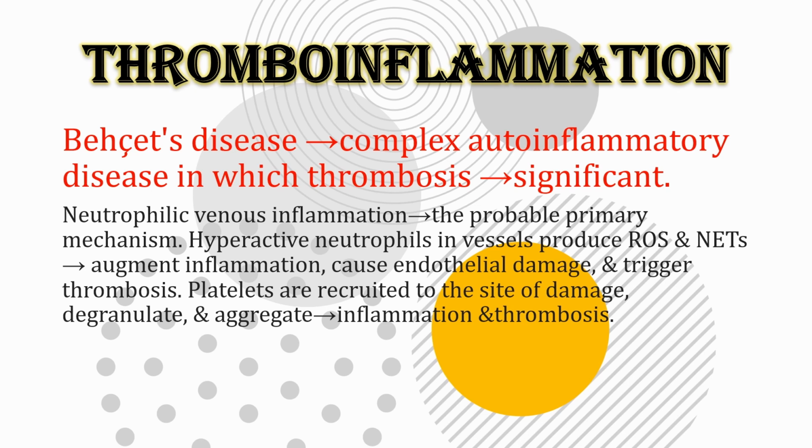Actually, neutrophilic venous thrombosis is a probable primary mechanism in Behcet disease, whereas hyperactive neutrophils in the vessel produce reactive oxygen species and NETs and augment inflammation, cause endothelial damage, and also trigger the thrombosis cascade. The platelets are recruited to the site of damage, degranulate and aggregate, which further induces inflammation and thrombosis. Also, the produced thrombus gets more resistant to plasmin-induced lysis through fibrinogen carbonylation with reactive oxygen species produced by hyperactive neutrophils.